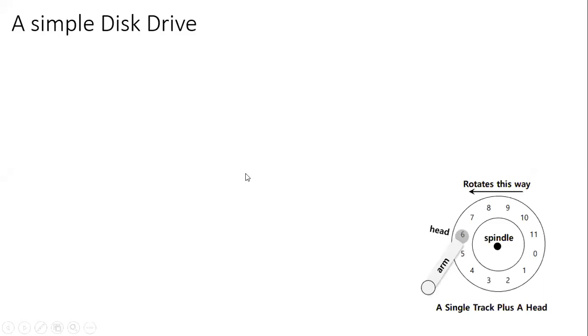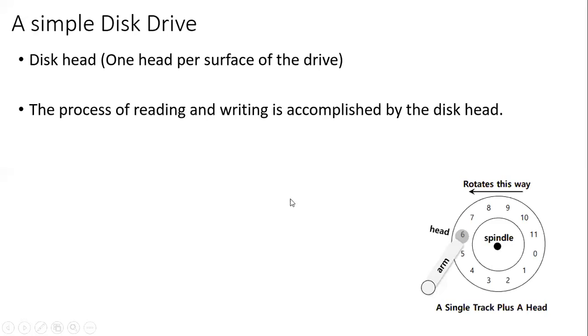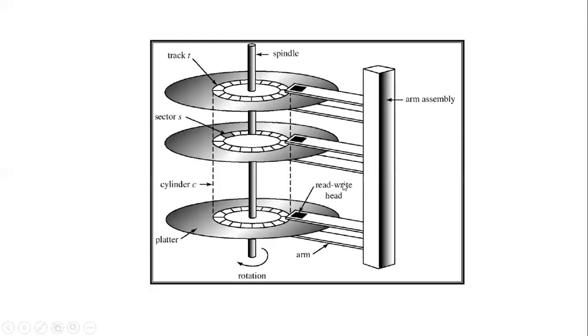For a simple disk, there's a head. You can see the disk head is at 6, and this is a track. You can have a number of tracks like this, right? And this is the basic diagram you can see.